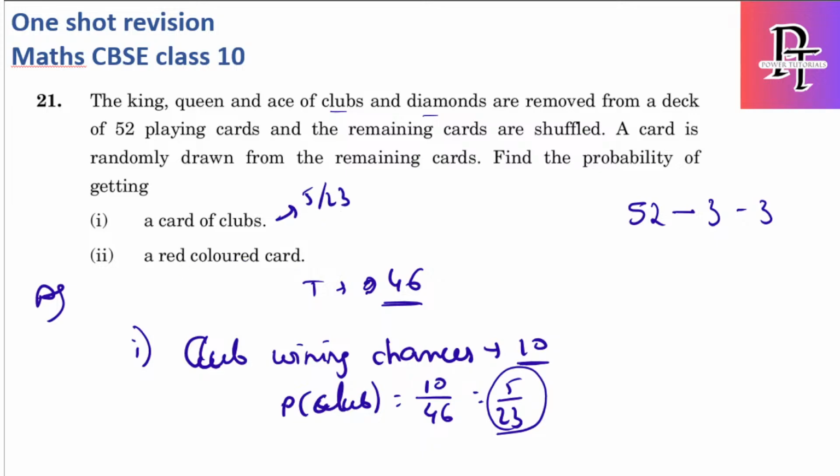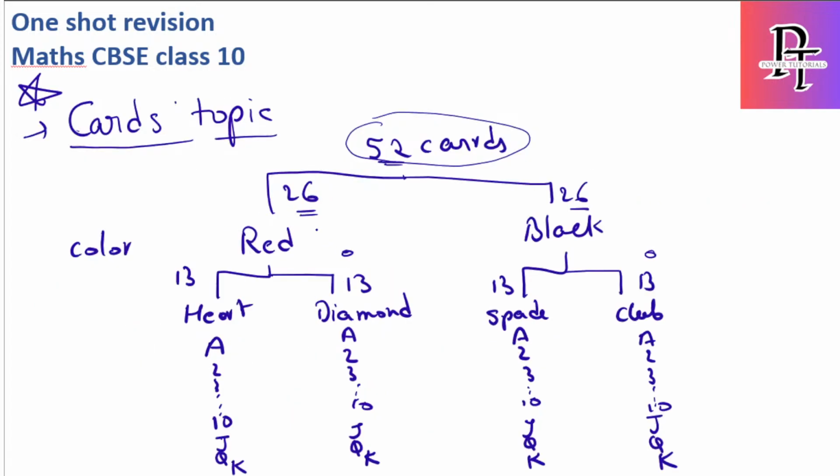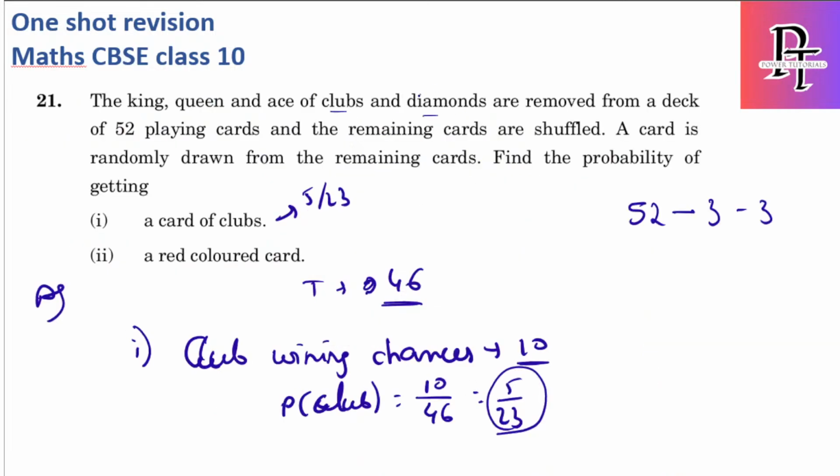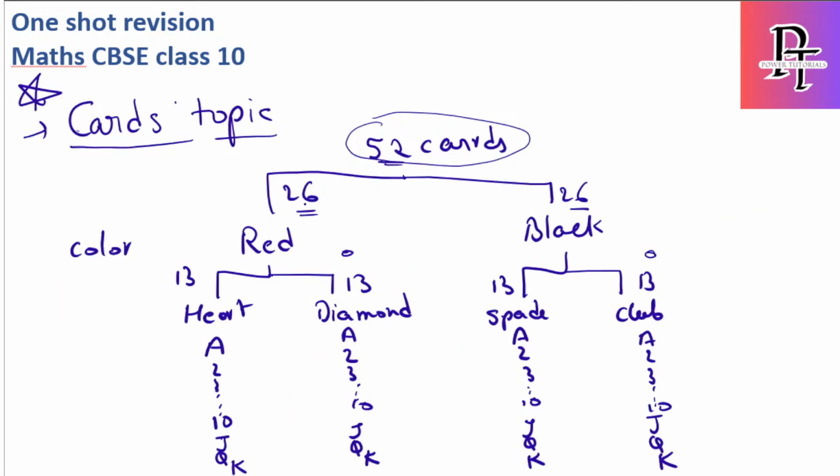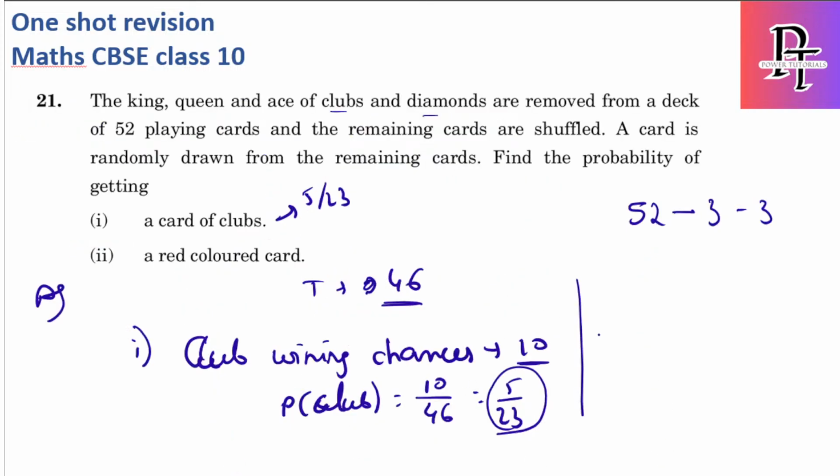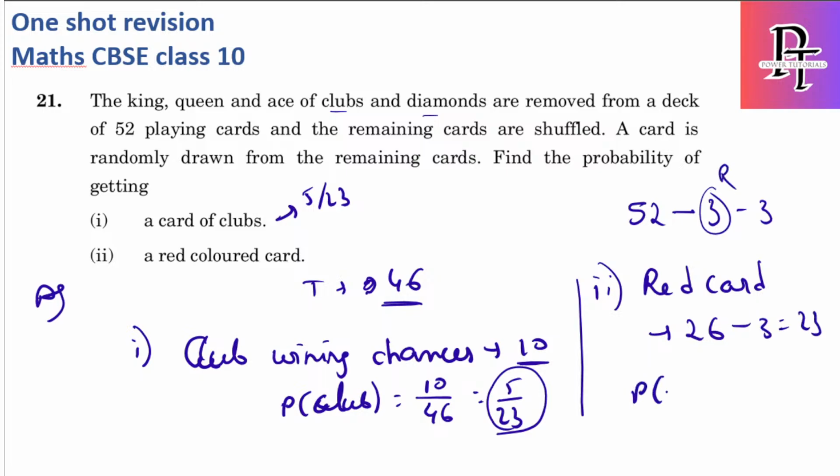Second, red colored card. Generally how many red cards are present? Winning chances should be 26, but in the question 3 diamonds are removed. Diamonds are also red in color. So the red cards became 23. So the second answer, red card: generally it should be 26, but 3 are removed here because 3 are red, so 26 minus 3 is equal to 23. The probability of getting a red card is winning chances by total. Winning is 23, total is 46, so it is 1 by 2. Hope you understood this answer.